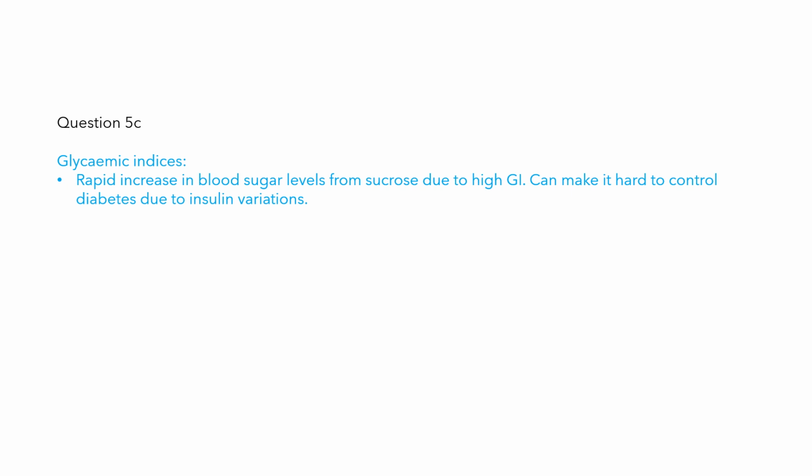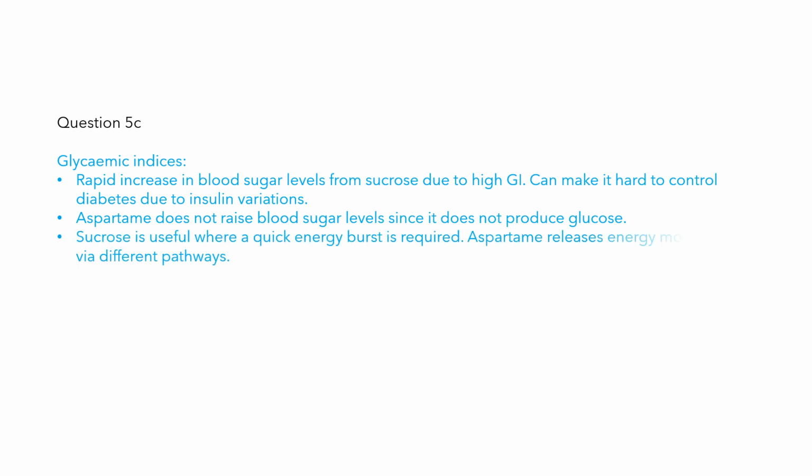Glycemic indices. The rapid increase in blood sugar levels from sucrose is due to high GI. Can make it hard to control diabetes due to insulin variations. Aspartame does not raise blood sugar levels since it does not produce glucose. Sucrose is useful where a quick energy burst is required. Aspartame releases energy more slowly via different pathways.